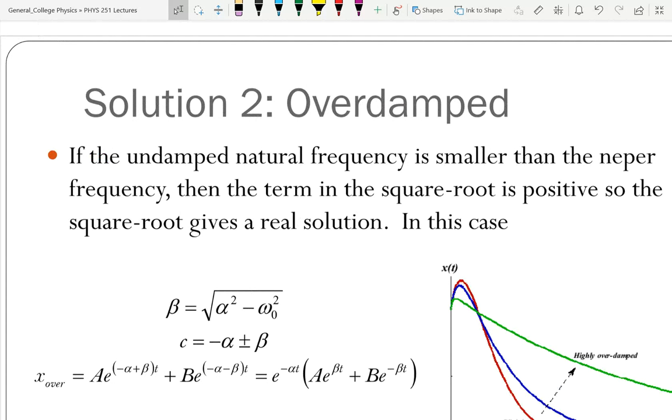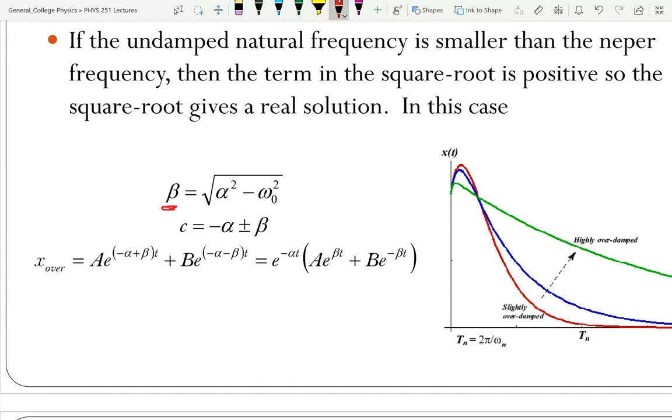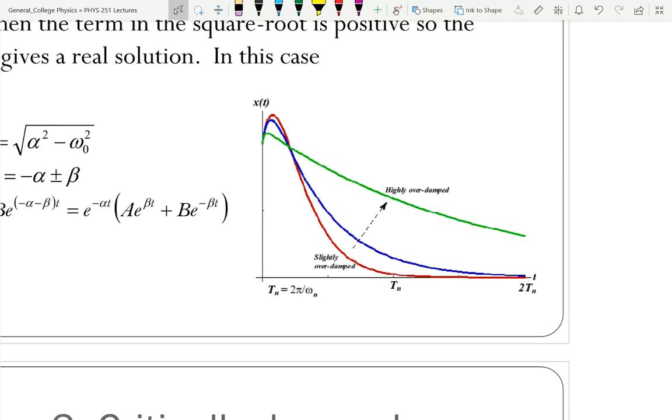Overdamped is when you have just a huge amount of resistance. If you have a huge amount of resistance, we just say, let beta be that square root of alpha squared minus omega naught squared. And so we have e to the minus alpha plus beta, e to the minus alpha minus beta, or if you prefer, e to the minus alpha t times a e to the beta t plus b e to the minus beta t. Once again, a and b are parameters depending on how you started it. And your motion for this overdamped is going to have some crazy motion like this. It's not going to oscillate.